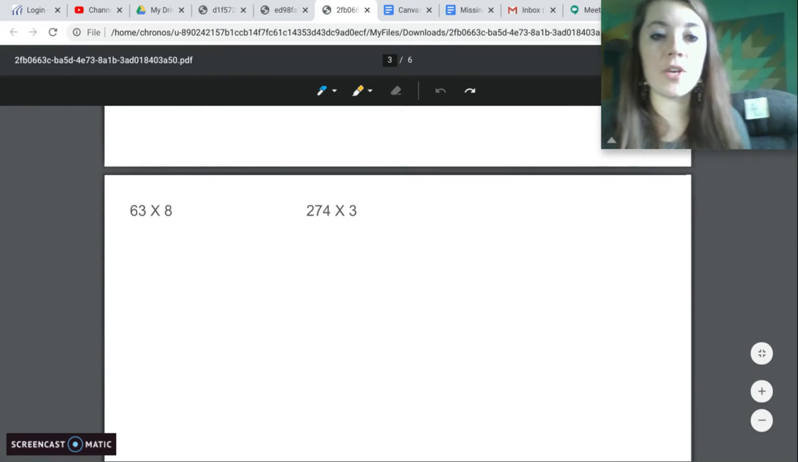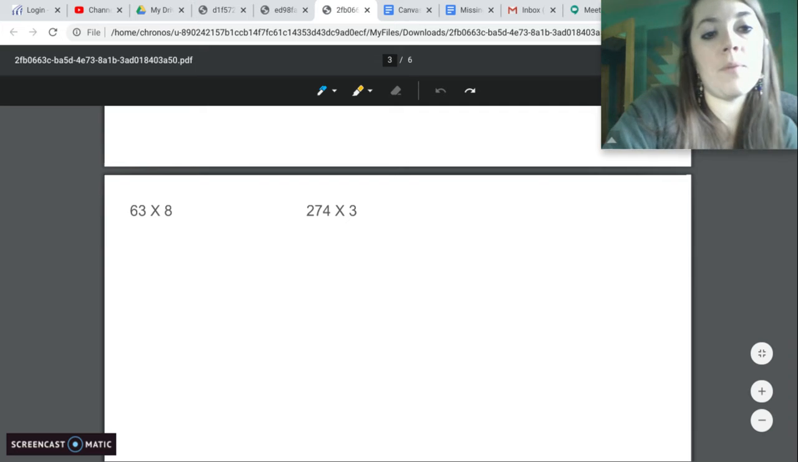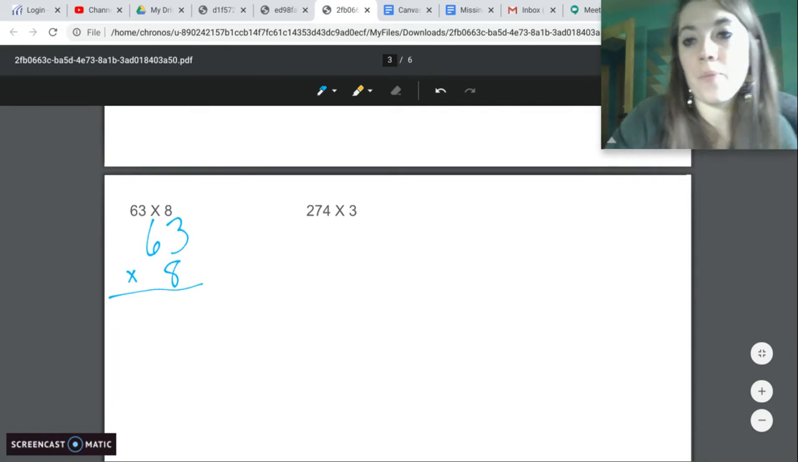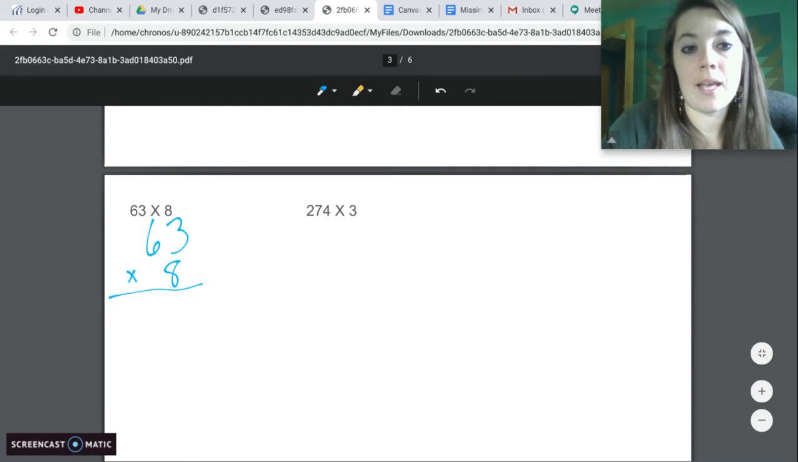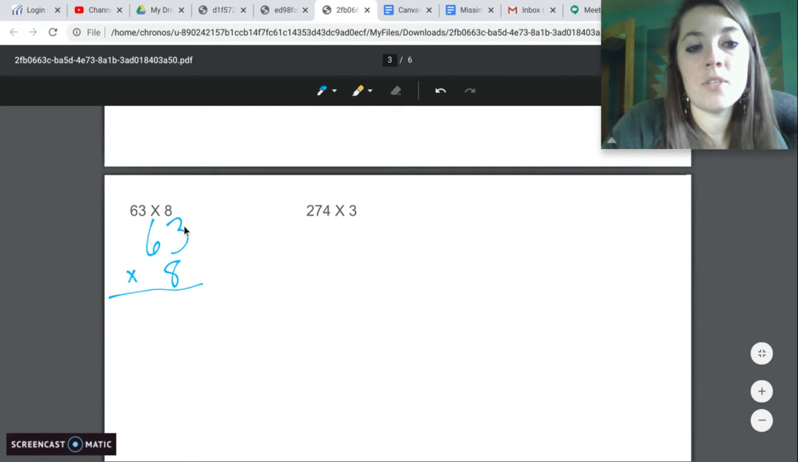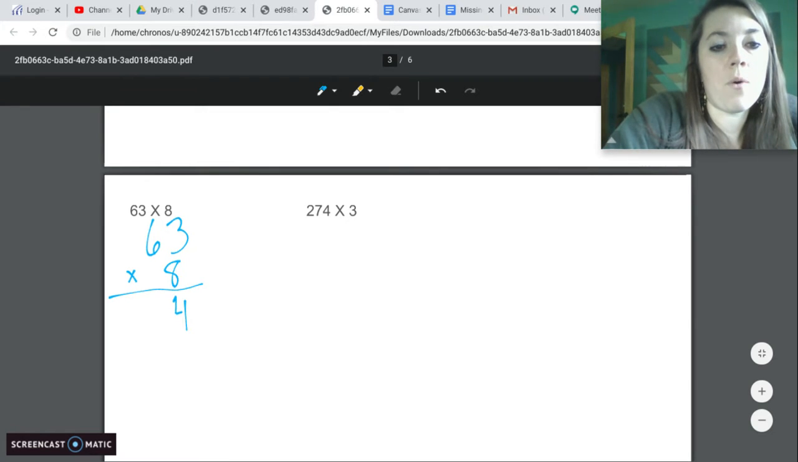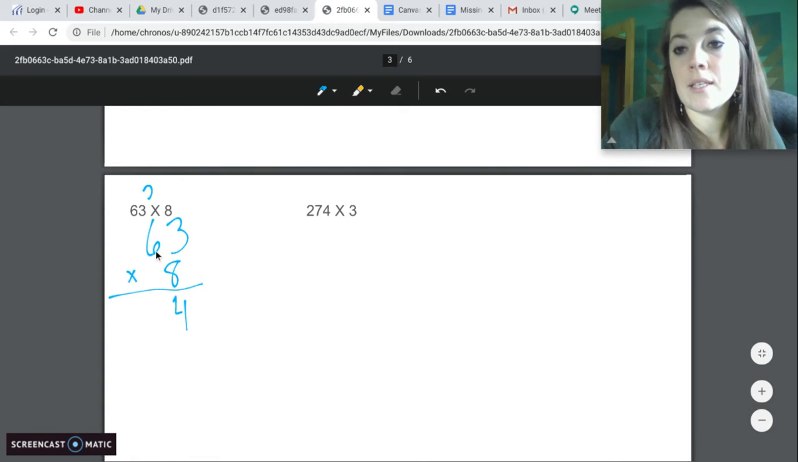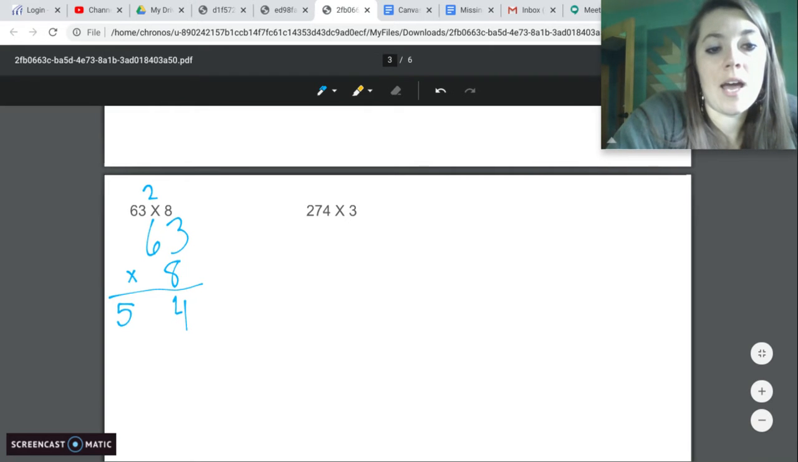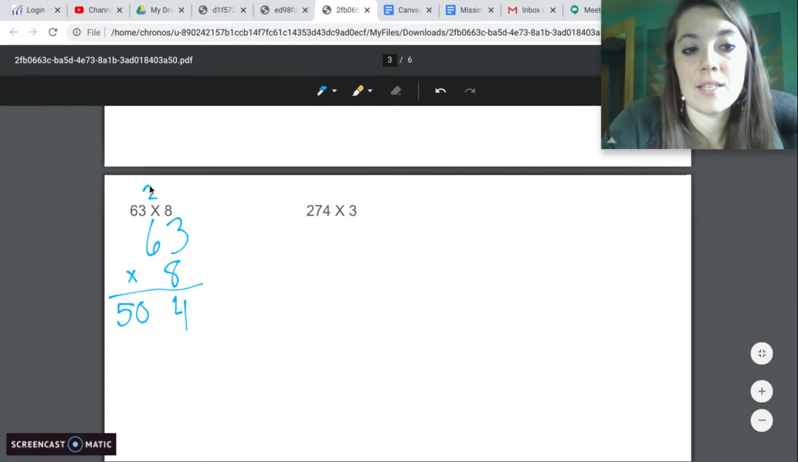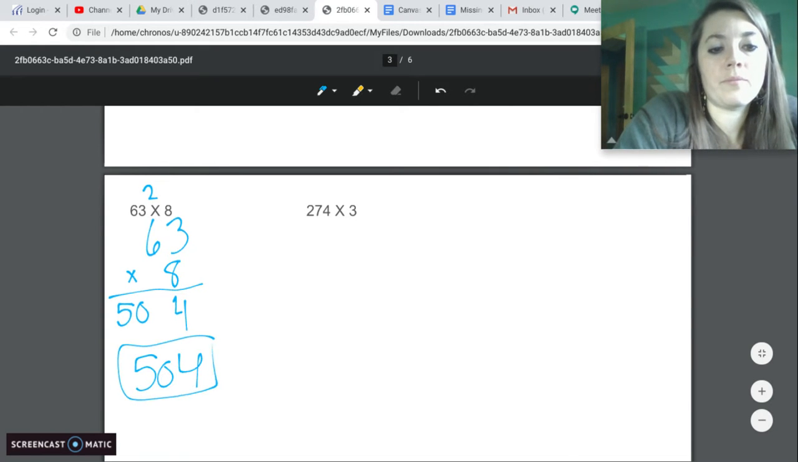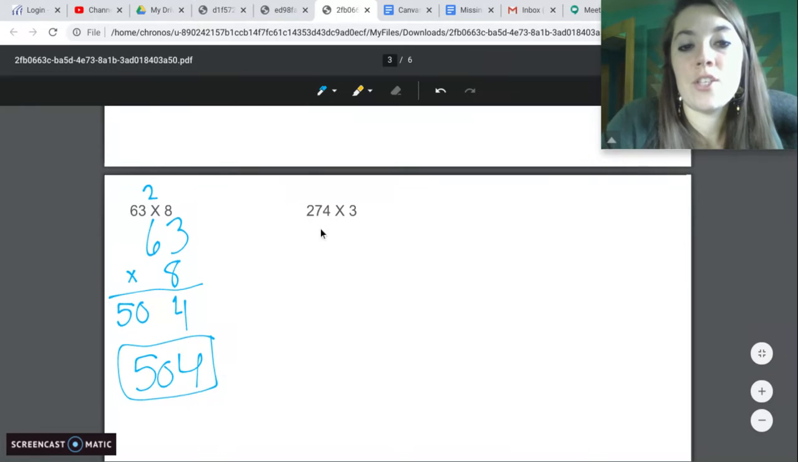So we have 63 times 8. First thing we do, we want to set this up so that it looks like so. That makes it a little easier to know what we need to multiply together. So we're going to take our 8 times 3, which is 24. So we put the 4 down there. We carry the 2 over. Now, 8 times 6 is 48, plus 2 is 50. So that's adding the extra tens if necessary. So we end up with 504 for an answer.